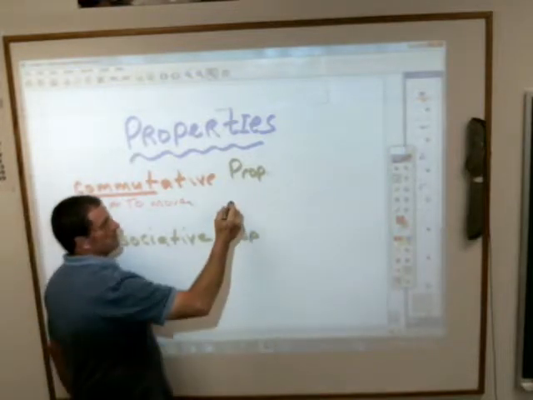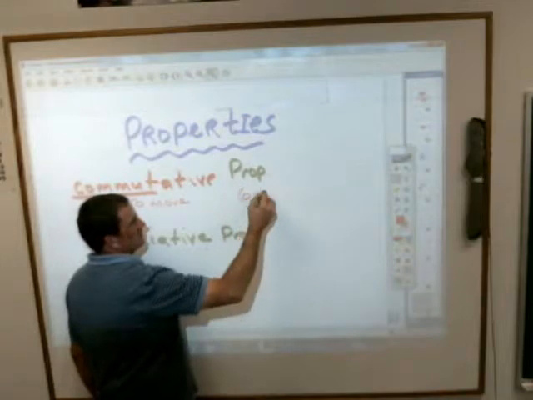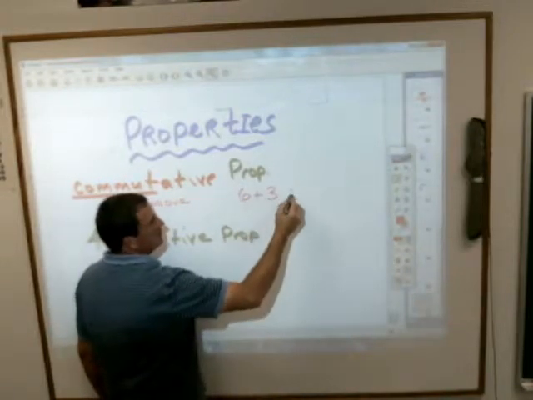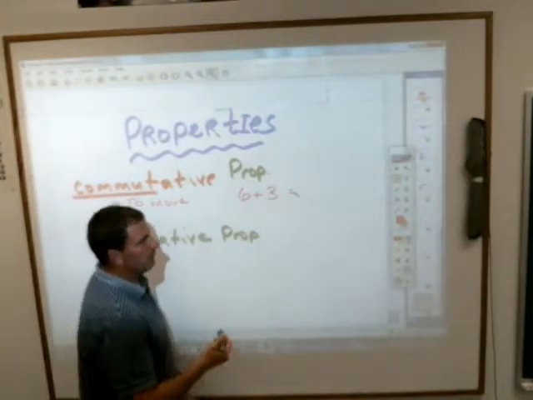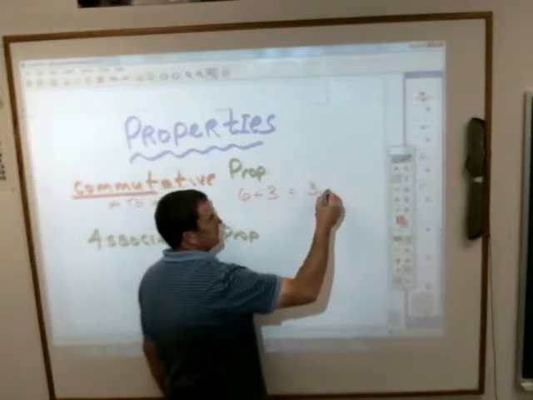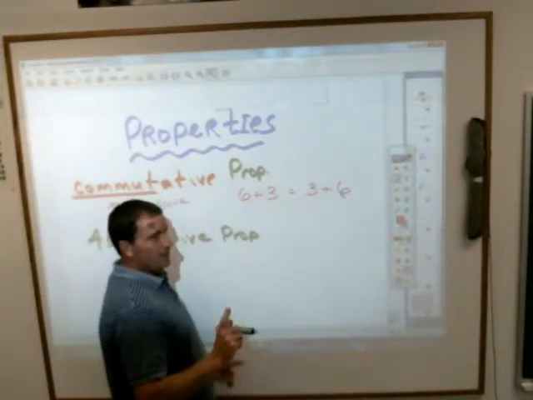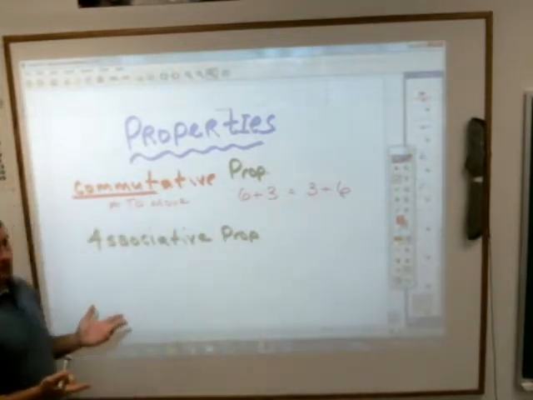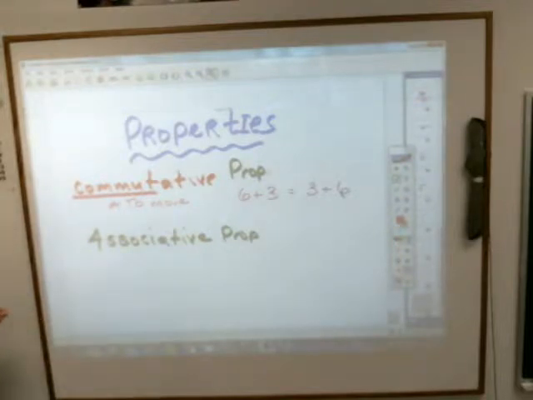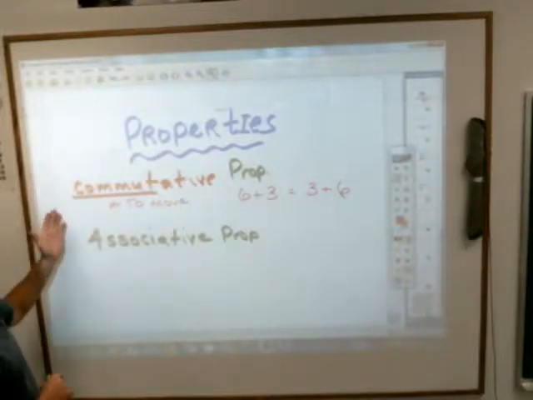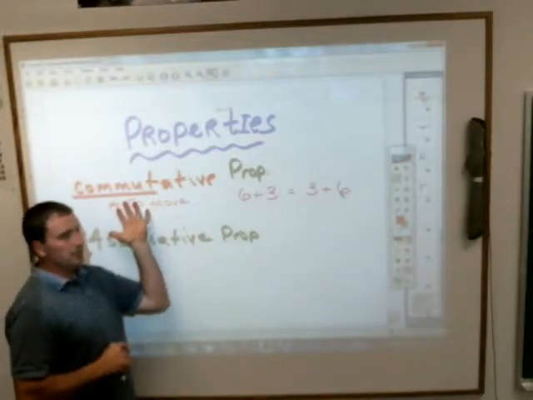For example, this. If I take 6 plus 3 and I move them around, flip-flop their places, and I write 3 plus 6, that is still the same answer, correct? 3 plus 6 is the same as 6 plus 3. Even though the numbers have moved, it's still the same answer. That is the commutative property.